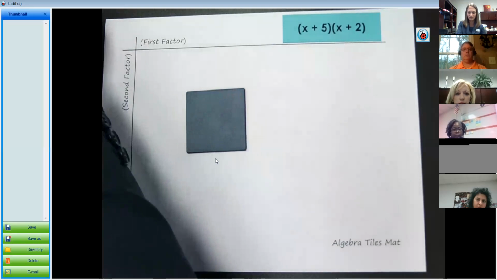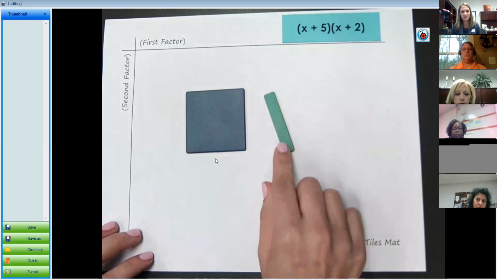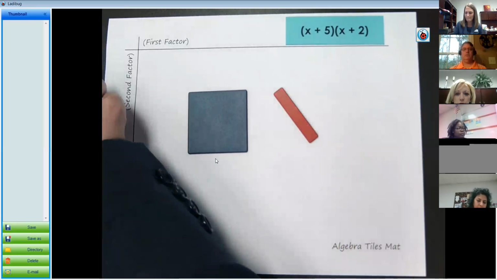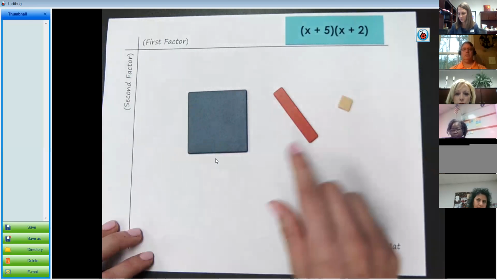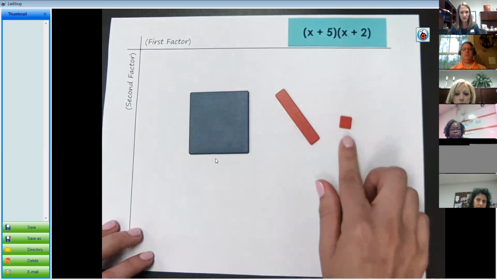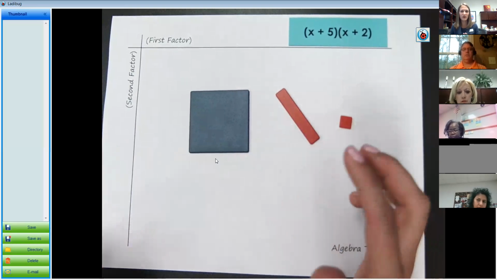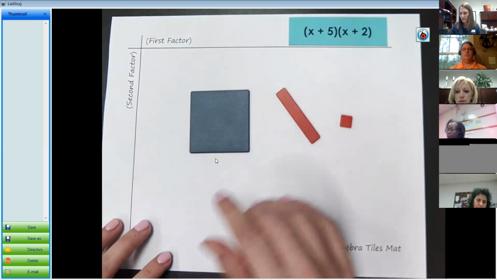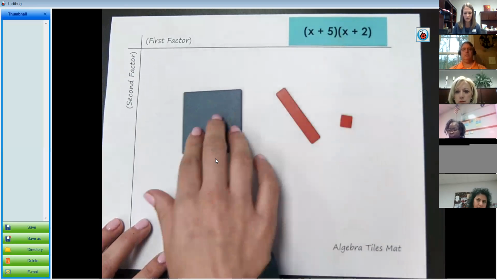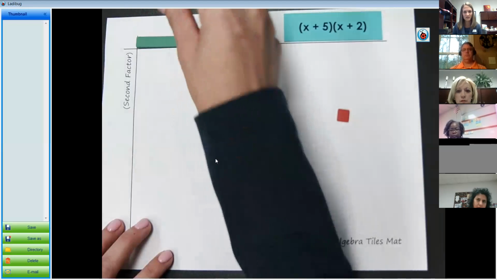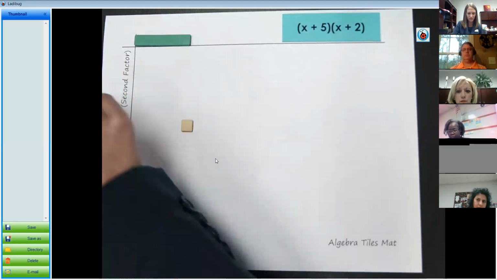They see the square. This is what's going to represent our x. Green is positive, red is negative, and this is going to be our units. So this is 1, positive. If I flip it over for red, it's negative. This will be familiar to them in 7th grade as they're working with counters and things like that. So if I'm looking at x plus 5 and I want to represent that factor, I know I have 1 positive x, and then I have 5 of these units.